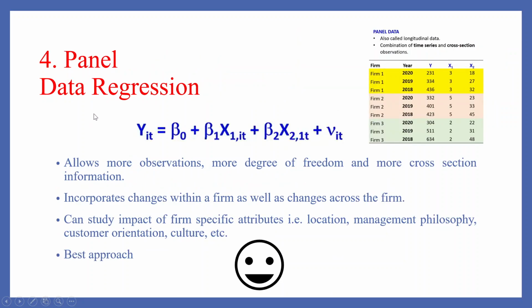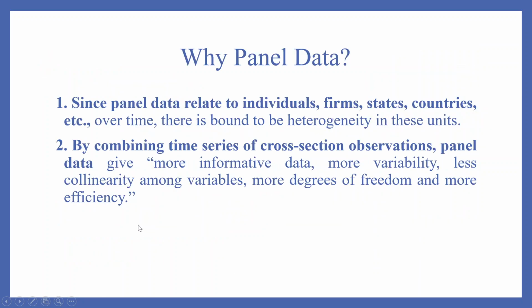Now let's talk about the panel data regression and the advantages of it. Allows more observations, more degrees of freedom, and more cross section information. Incorporates changes within a firm as well as changes across the firms. Can study the impact of firm specific attributes, that is location, management philosophy, customer orientation, and can also include culture. It's the best approach. Why panel data?